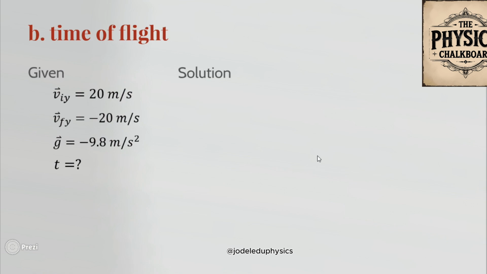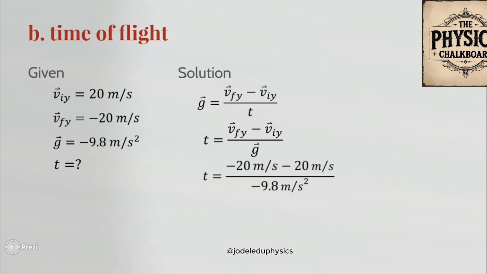Now, pull out your list of kinematic equations and focus on the ones for vertical motion, because all the quantities we're working with, velocity, acceleration, and time, are in the vertical direction. Take a moment to choose the right equation. Got it? Great! You should have picked this one too. Let's solve it quickly. After substituting the values and simplifying, we find that the time of flight is 4.08 seconds. That's very close to our earlier estimate, which gives us confidence that our approach is correct.